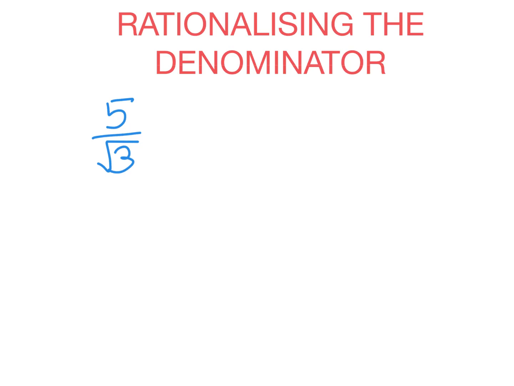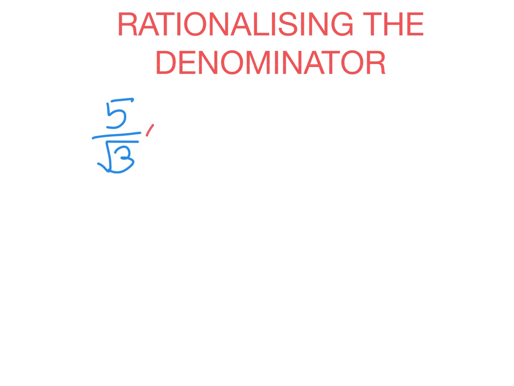Thank you so much for tuning into this video in which we will look at rationalizing the denominator. We're looking at expressions like this, 5 over root 3. Its denominator, the bottom of the fraction, is root 3. That is irrational. So we're going to find a number that equals the same thing. It has the same value, but it has a rational denominator.